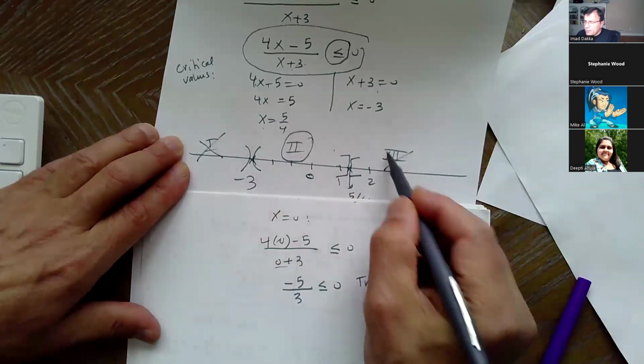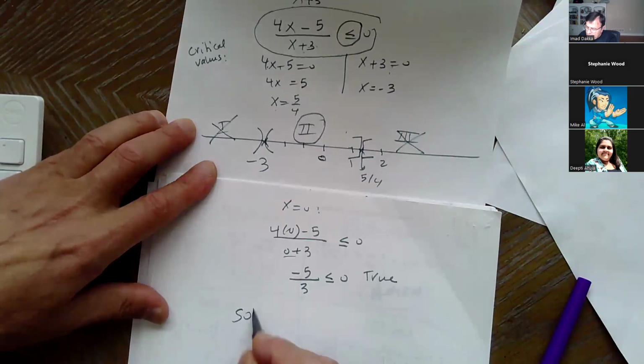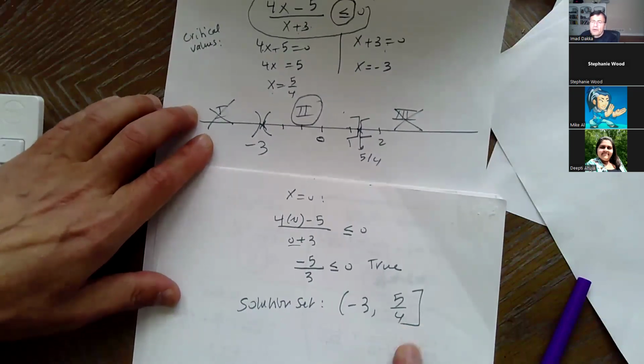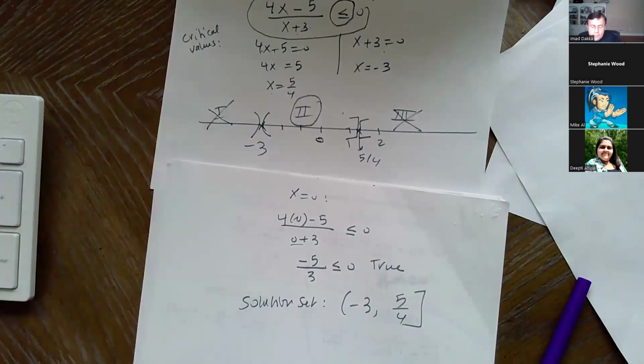The one before is not. The one after is not. That's what I mean by alternating. My solution set is interval 2, which is from negative 3 to 5 over 4, not including negative 3, but including 5 over 4. And that is solving a linear rational inequality.